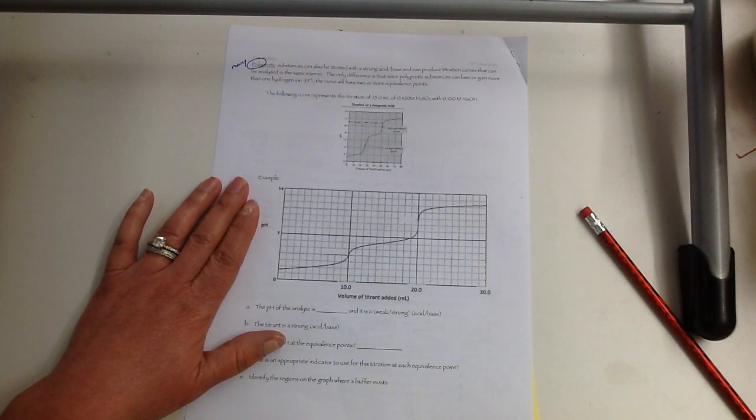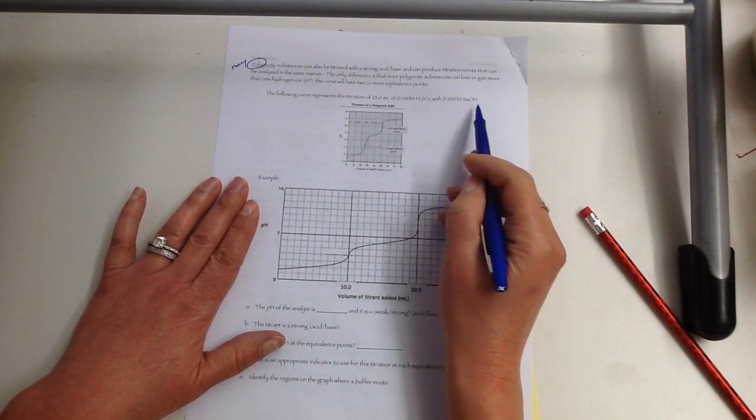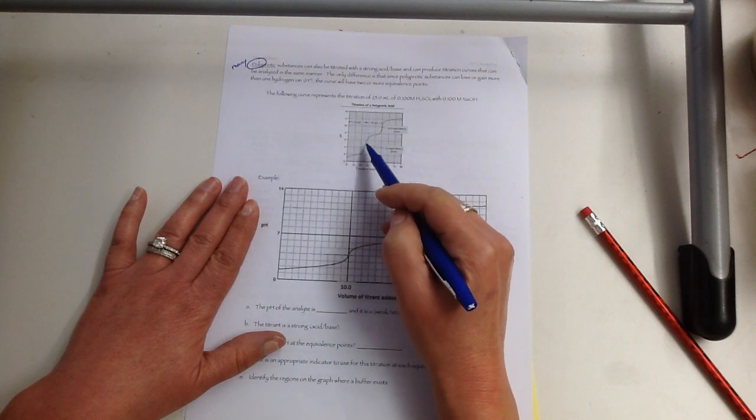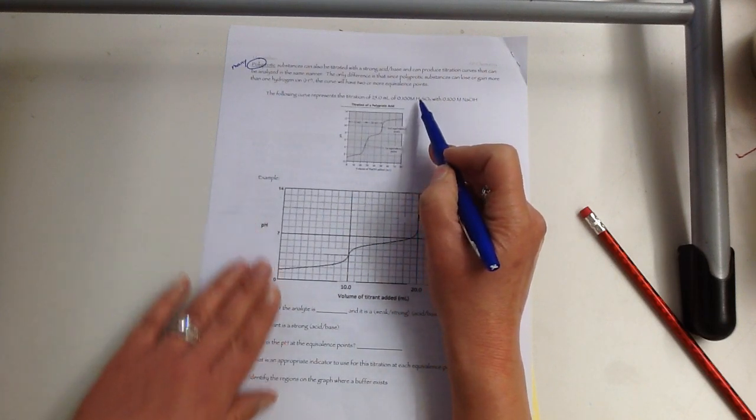So polyprotic substances can also be titrated with a strong acid or base and can produce titration curves that can be analyzed in the same manner. The only difference is that since polyprotic substances can lose or gain more than one hydrogen ion, the curve will have 2 or more equivalence points. So this would be the titration of sulfurous acid with sodium hydroxide. You can see that it has 2 equivalence points because of those 2 hydrogens that are coming off.